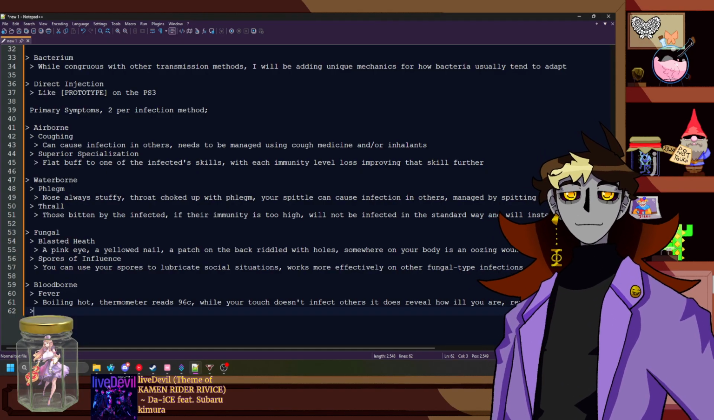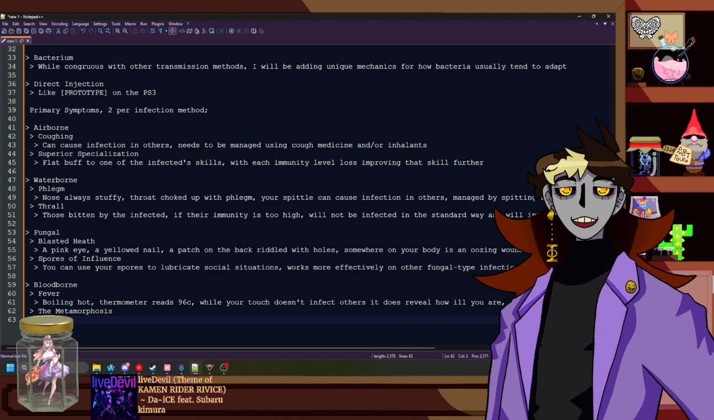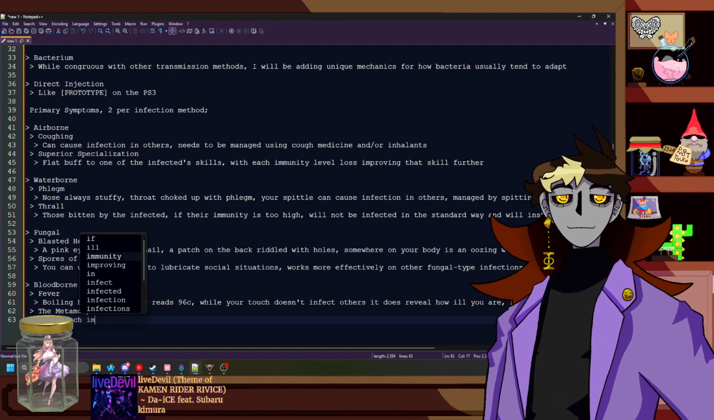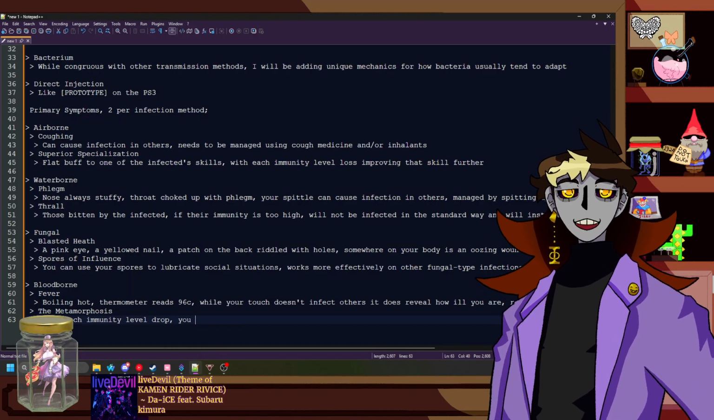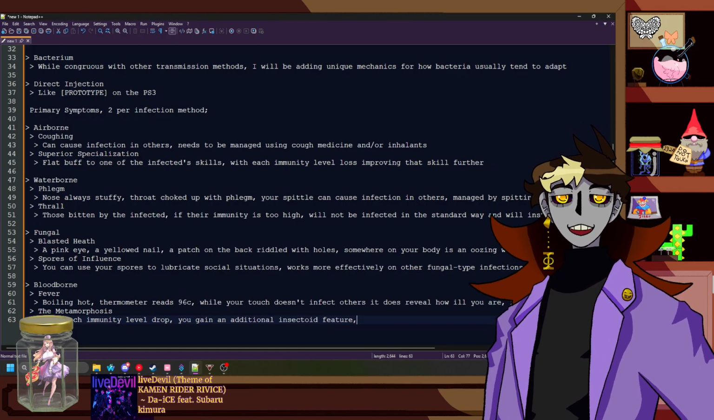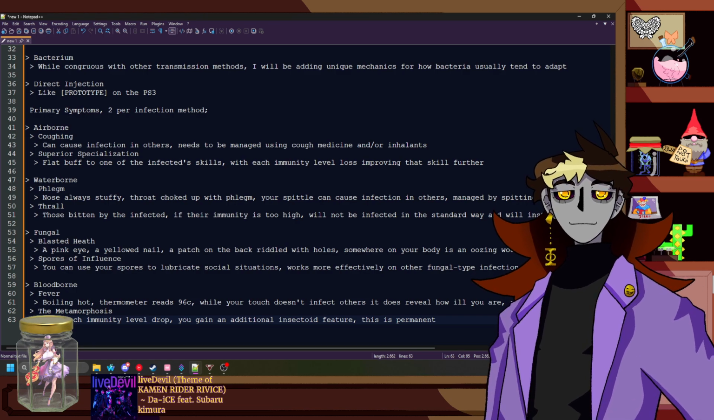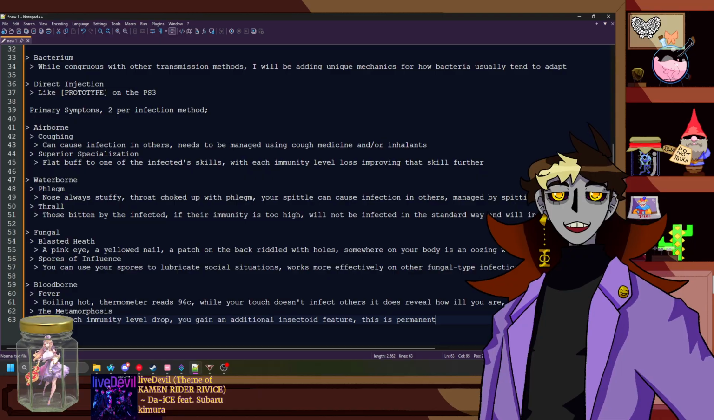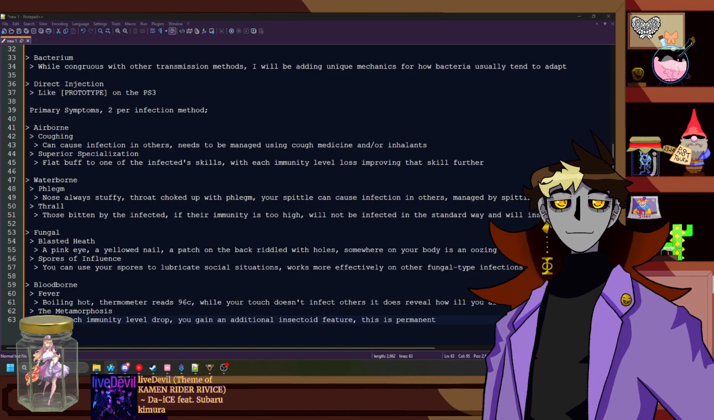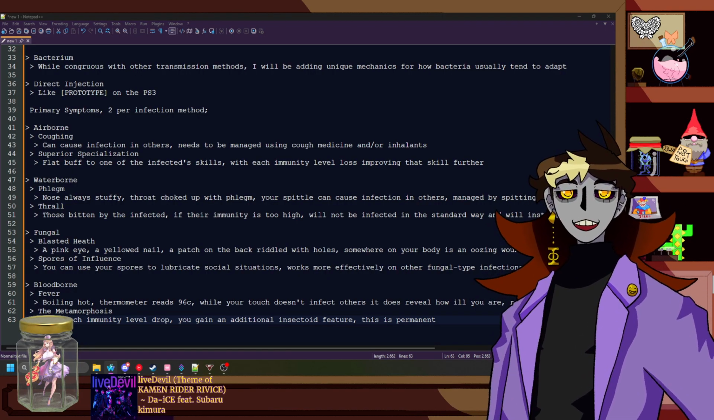Here we go. You know what? Fuck it. I'm getting evil. I'm throwing in some bug. With each level drop, you gain an additional insectoid feature. Is permanent. Yeah, let's get stupid. The metamorphosis. You get bit by a bug, and now you're going to become one. What are they gonna do? Stop you from becoming a bug? I think this would be a fun idea to play around with.